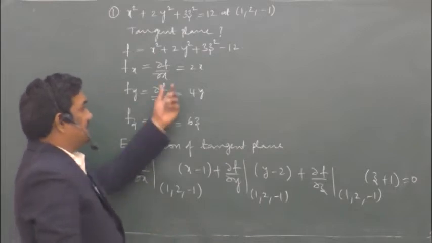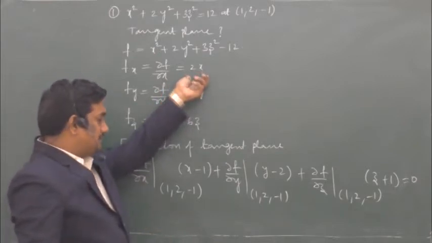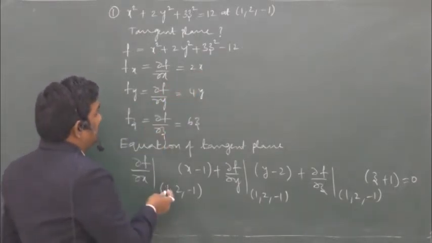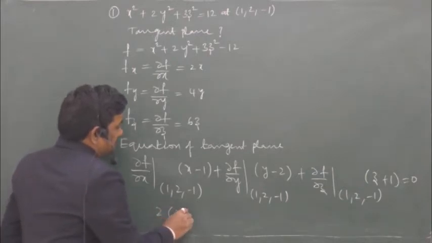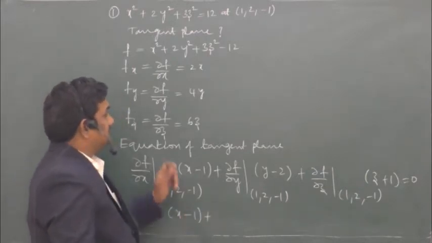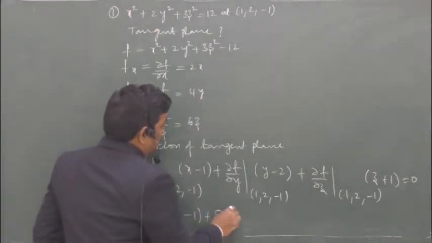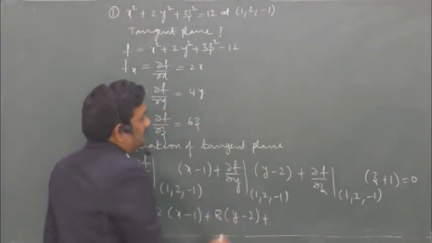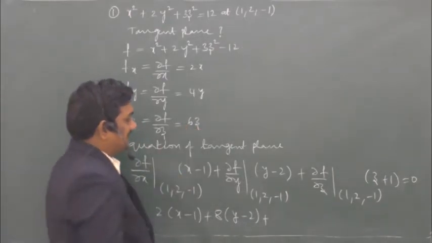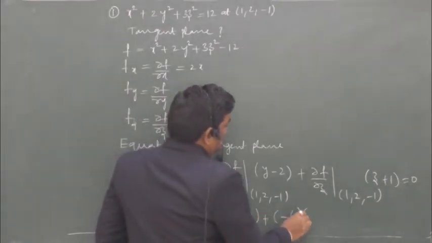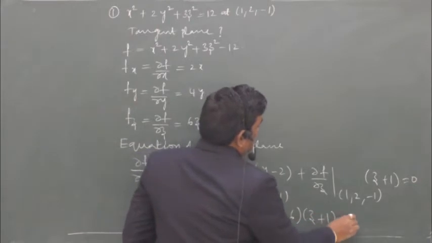Now this is dou f by dou x. Substitute the point 1, 2, minus 1. It will be 2. So 2 into x minus 1. Now substitute y equals to 2. It will be 8. 8 into y minus 2. Now you write minus 1. It will be minus 6 into z plus 1 equals to 0.